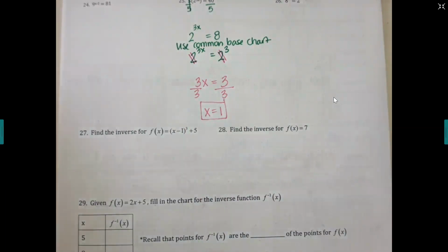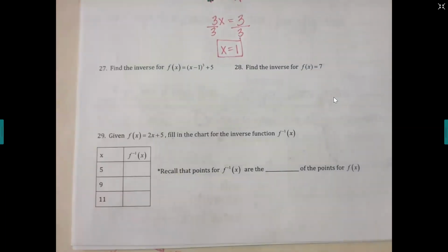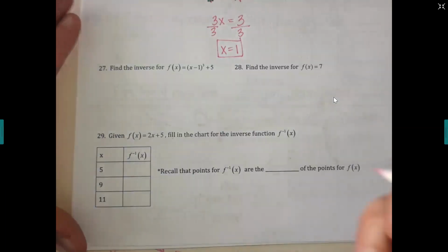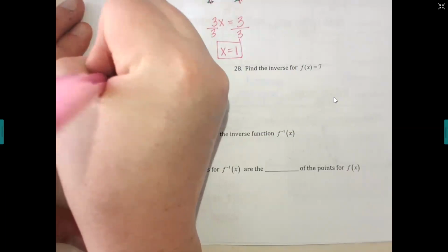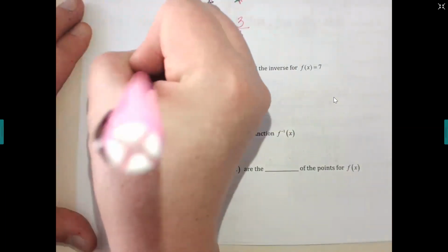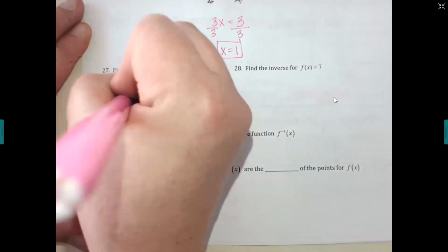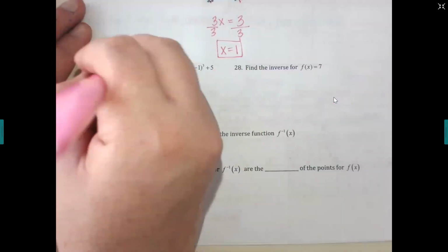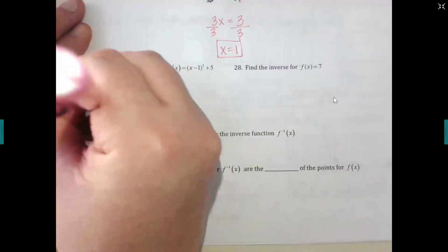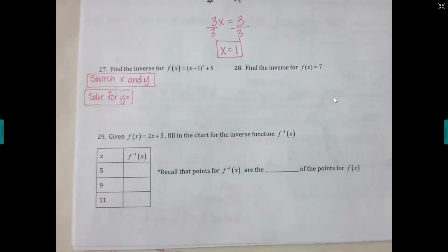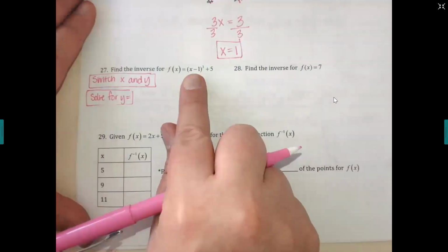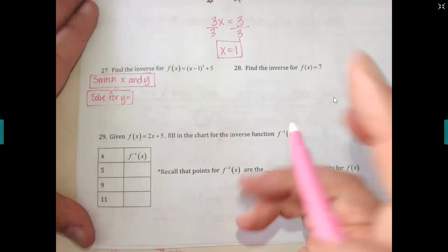Okay, so let's do number 27. To find an algebraic inverse, it has been a while since we did this. This was quarter 1. You are going to switch the x and the y, and then you are going to solve for y equals. Okay, those are the steps. Switch the x and the y, and then get the new y by itself. So for example, if it says x minus 1 cubed plus 5, what am I gonna change that to? Instead of x minus 1, what am I gonna switch it to? Y minus 1.